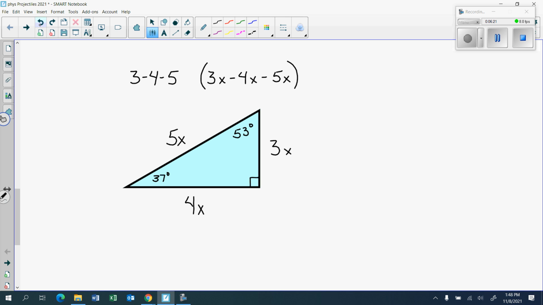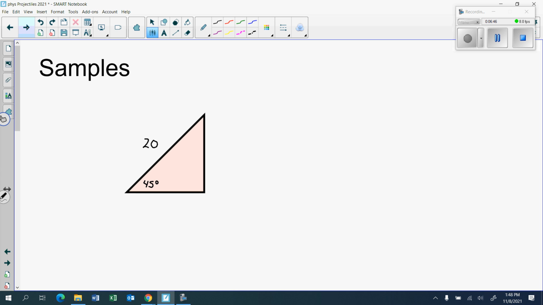And what I can do, either in my head because I'm good at math, or I can write it out, is figure out, okay, well, what is my x going to be? Once I know what my x is, I can apply the 3x and the 4x and the 5x. So that is my 3 examples of special triangles. I'm going to do a couple sample questions. If you want to follow along and watch the sample questions, here we go.